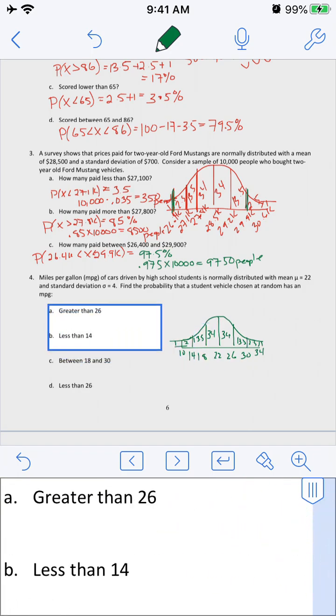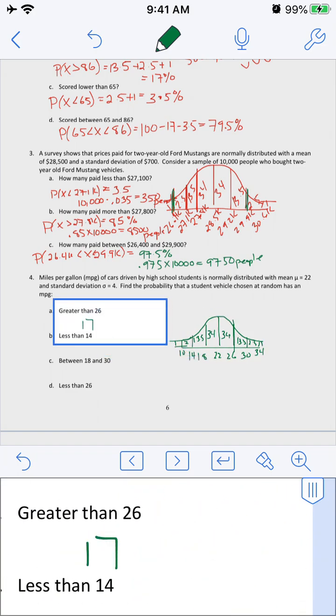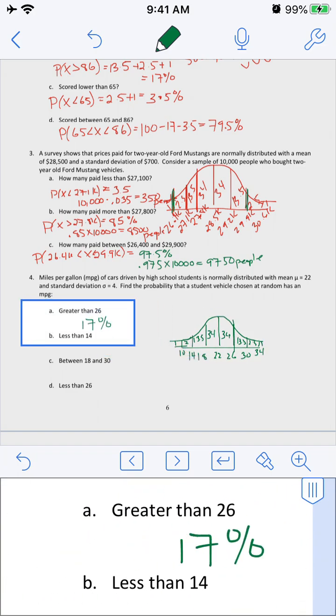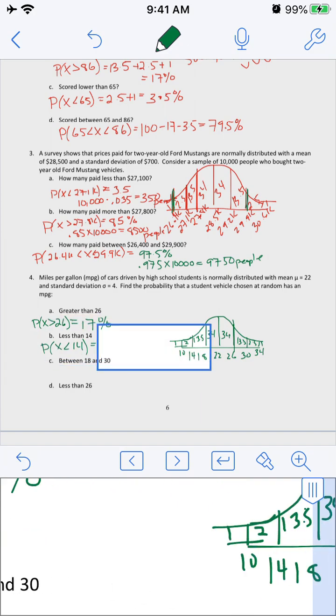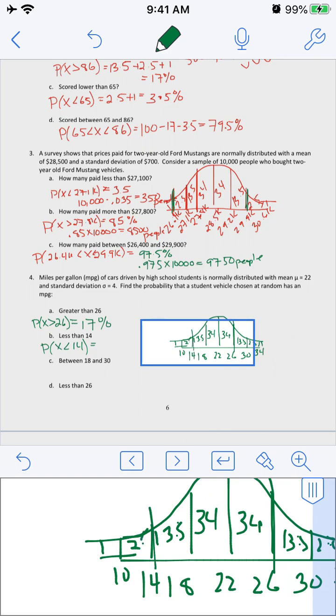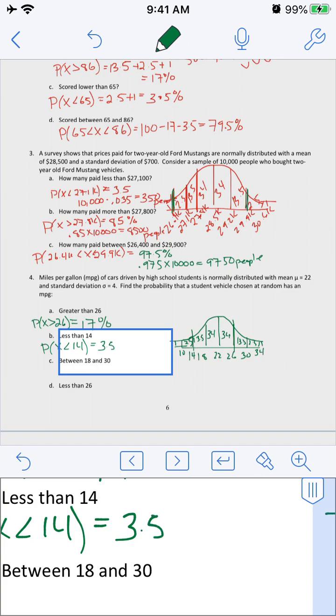Okay, greater than 26. There's 26 here. So 13.5 plus 2.5 plus 1, 17%. The probability that x is greater than 26. The probability that x is less than 14 would be 2.5 plus 1, or a whopping 3.5.